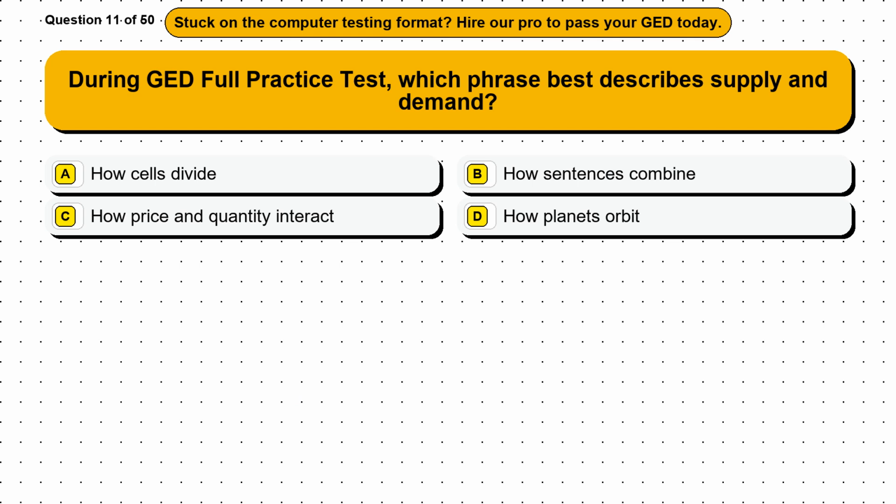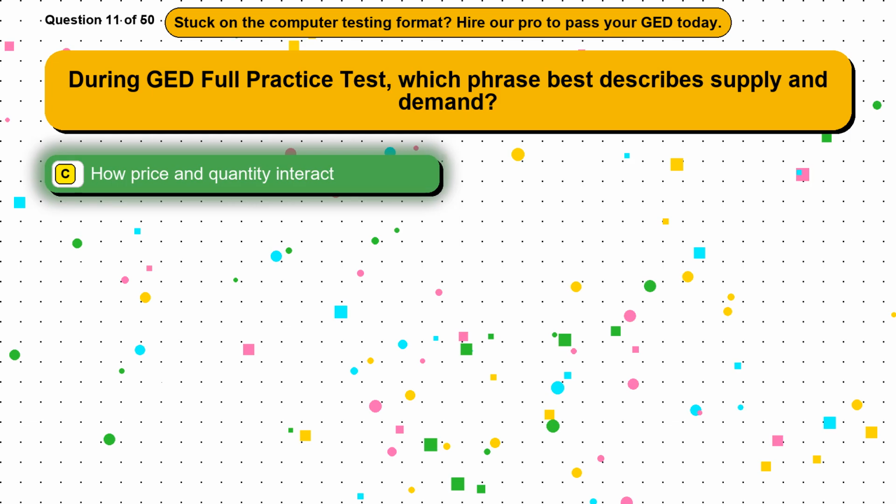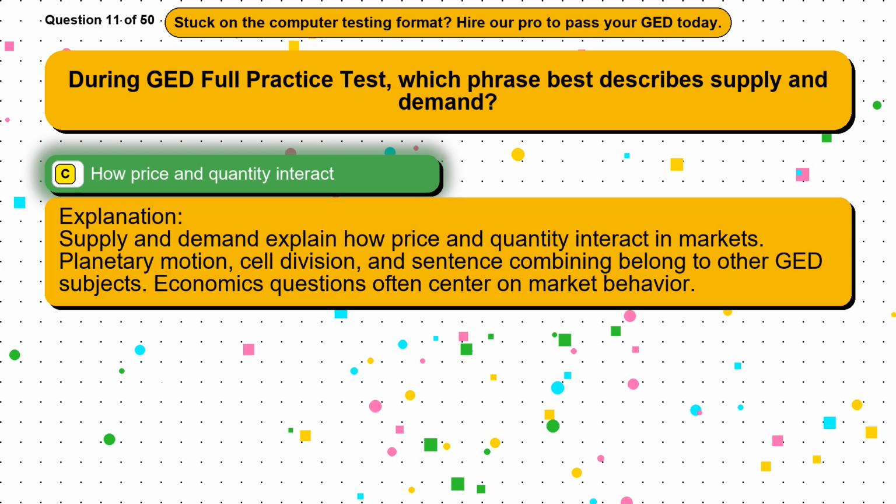Question 11. During GED Full Practice Test, which phrase best describes supply and demand? Option A. How cells divide. Option B. How sentences combine. Option C. How price and quantity interact. Option D. How planets orbit. The correct answer is option C. How price and quantity interact. Supply and demand explain how price and quantity interact in markets. Planetary motion, cell division, and sentence combining belong to other GED subjects. Economics questions often center on market behavior.